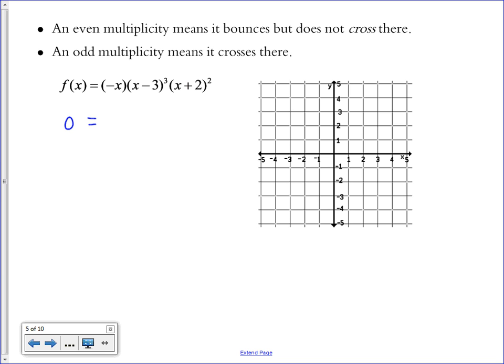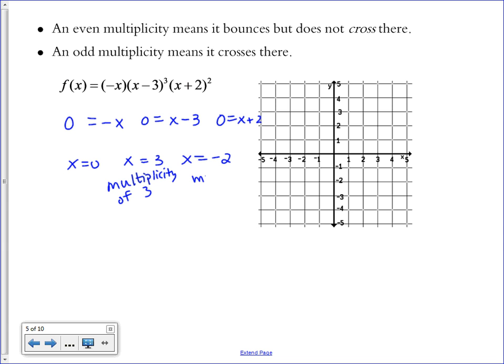So what that means for a function like this, if I set this equal to 0 and I try to solve each of these factors, I get the solutions x equals 0, x equals 3, and x equals negative 2. The x equals 3 has a multiplicity of 3. It's counting 3 times because it has a third power on that factor. And this negative 2 has a multiplicity of 2 because it has a squared on that factor, so that one counts twice. When I put these on the coordinate plane, I'm going to put a point at 0, a point at positive 3, and a point at negative 2 on the x-axis.